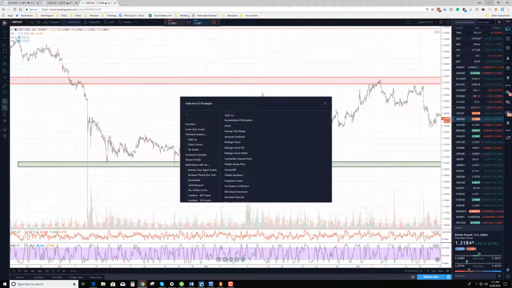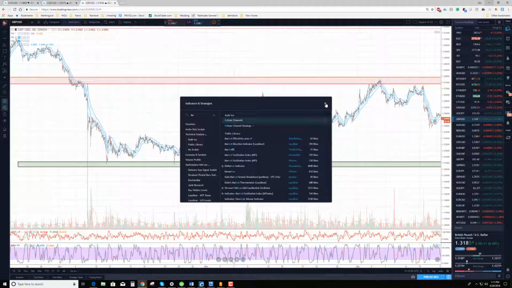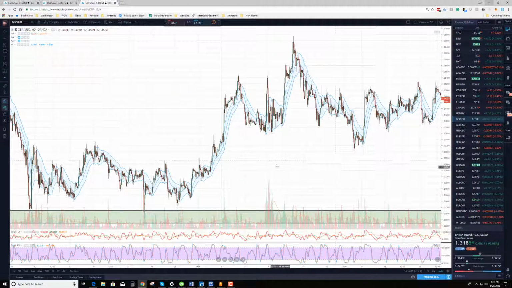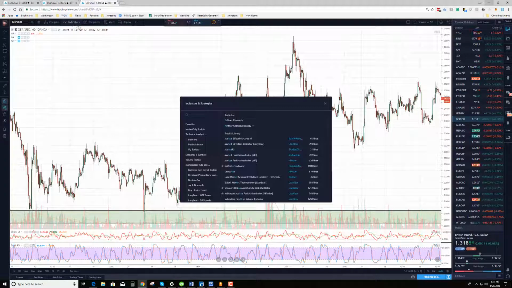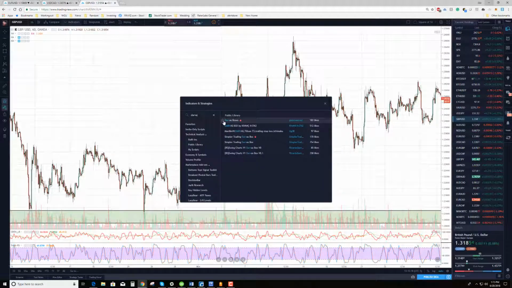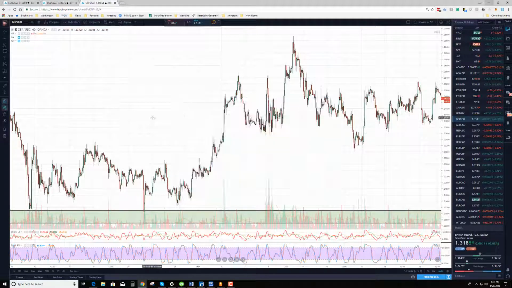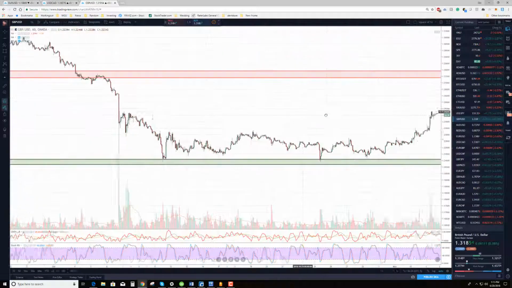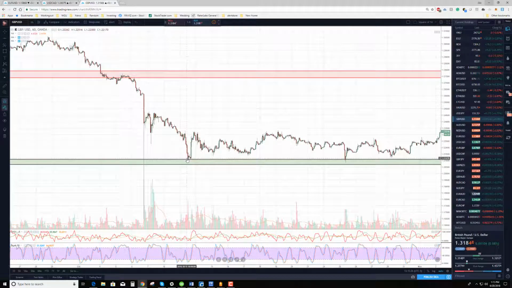Keltner, I want Darvas box. Oh, you know what? They don't have one like that. Well, that's okay. Anyways, so we have these support and resistance zones.